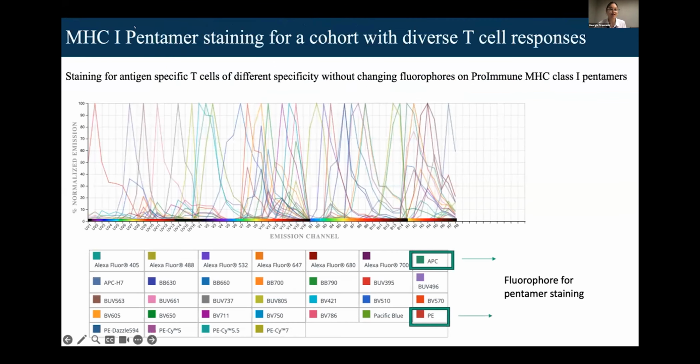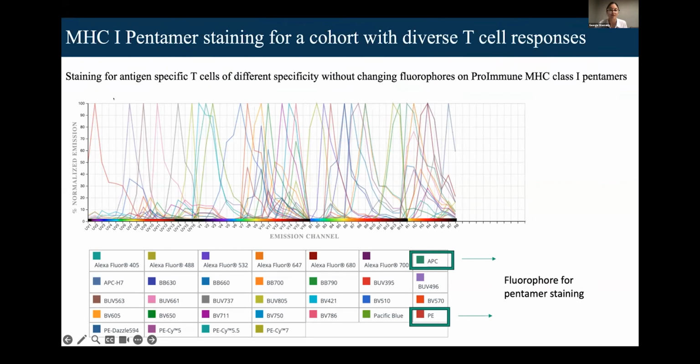So all that to say is really what we were trying to do in our study is using MHC class 1 pentamer staining for a cohort with diverse T cell responses. And in addition to this pentamer staining and pulling out these HCV-specific CD8 positive T cells, we're using spectral flow and a high-dimensional flow cytometry panel to phenotype them.